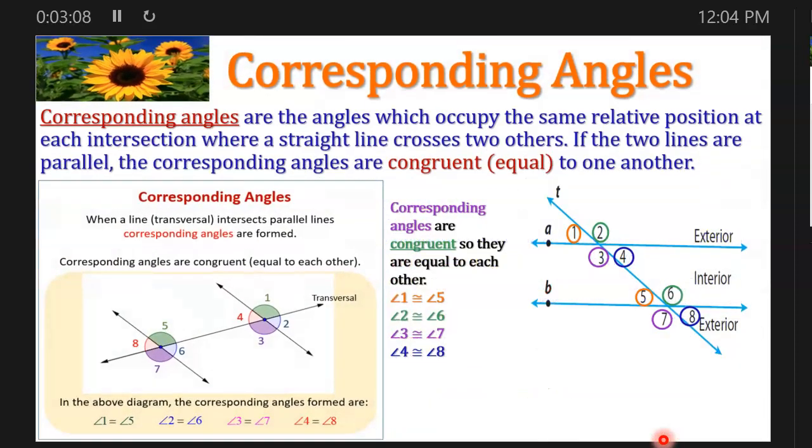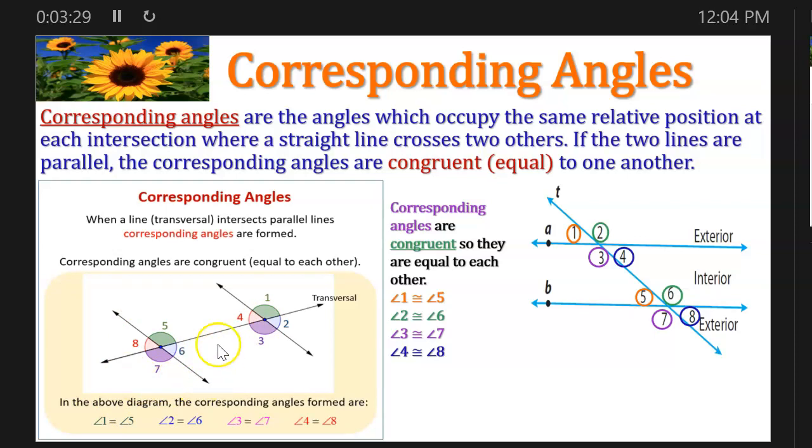Okay, so corresponding angles. These are angles which occupy the same relative position at each intersection where a straight line crosses two others. If the two lines are parallel, the corresponding angles are congruent or equal to one another. Okay, so here we have some examples of corresponding angles, and it does help to see when they're color coded.